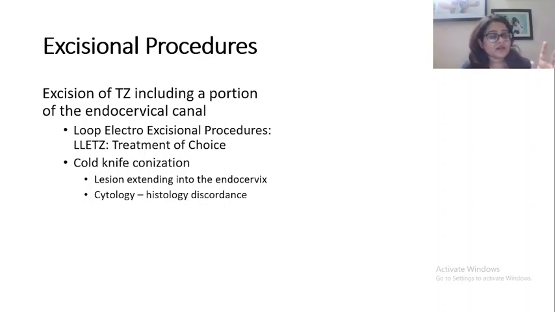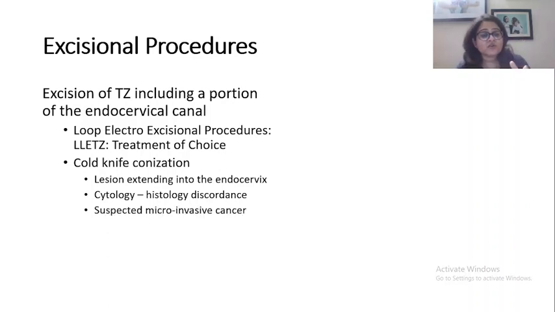Cytology is showing a higher lesion, but histopathology is showing a lower lesion. That means you may have missed an important area in your biopsy. So how can you cover for that now? You can do a cold knife conization because compared to a LETS, cold knife removes more area.